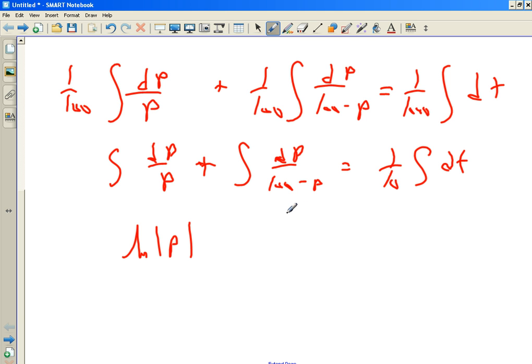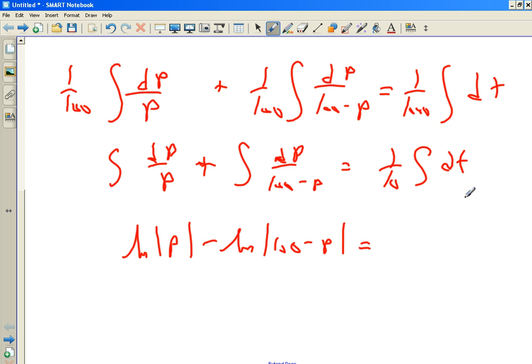ln of 100 minus p? Is it? Wrong. Why is it negative? Because if u is p, du is dp, you get ln absolute u, right? But u is 100 minus p. So du is negative dp. So replace dp with negative du. You get negative ln absolute u. And here we've got to worry about the absolute value. This could be negative.